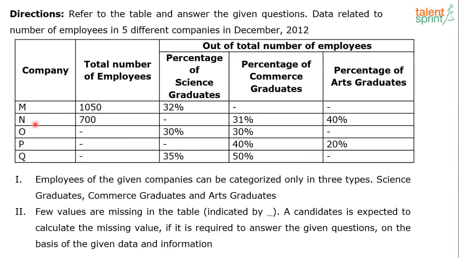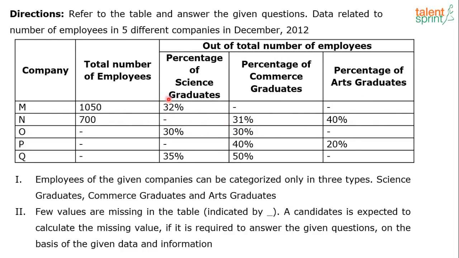The total number of employees have been given, right? 1050 in company M, 700 in company N. But the data for O, P, and Q is missing here. Then if you see, out of the total number of employees, we have got percentage of science graduates, percentage of commerce graduates, and percentage of arts graduates for each of these companies. So basically in company M, 32% of the employees were science graduates. We have not been given the data for commerce and arts graduates. Similarly in company N, out of 700 employees, 31% were commerce graduates, 40% were arts graduates. So obviously the balance have to be the science graduates.